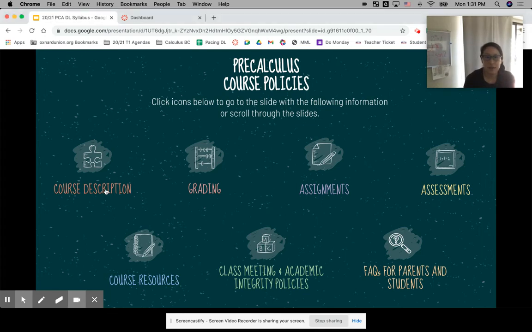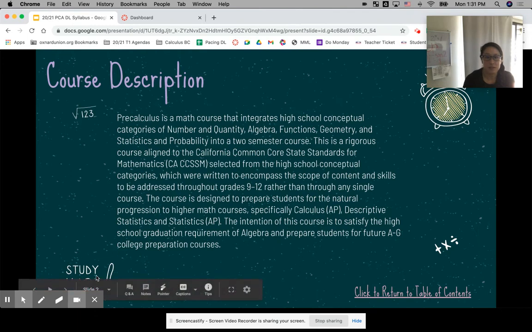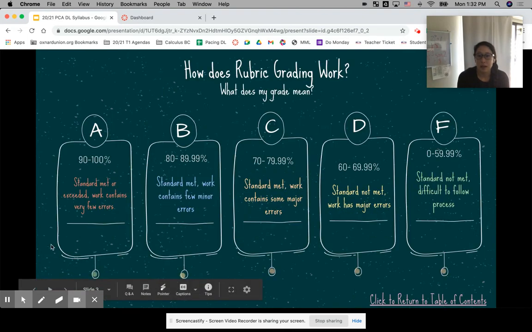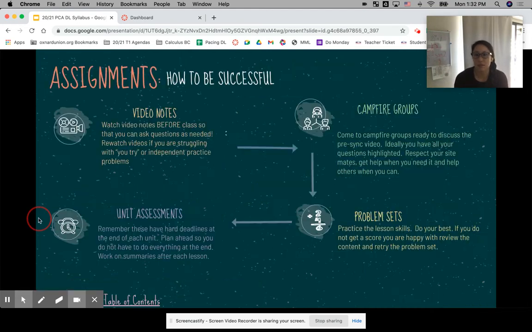So first up is our course description. Basically, we're in pre-calculus and we're going to learn about a lot of different kinds of math, including trigonometry and a functions review. All right, next up, our grading scale is the normal grading scale. Every 10% is a letter grade change.